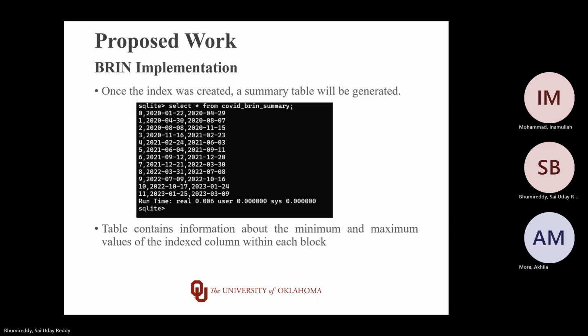So this is the summary table which we discussed earlier. The first one is the block ID, the second one is the minimum value for that block, and the third one is the maximum value for that block. For this, there are around 11 blocks, and this table contains the minimum and maximum values.